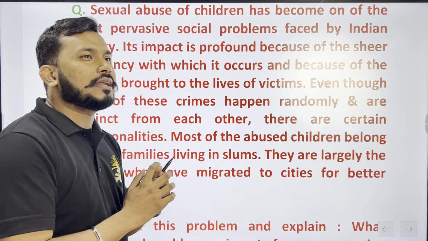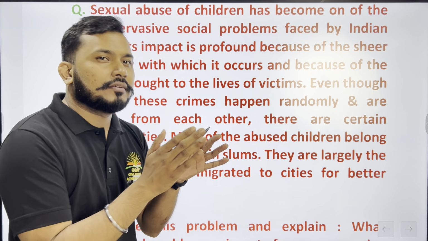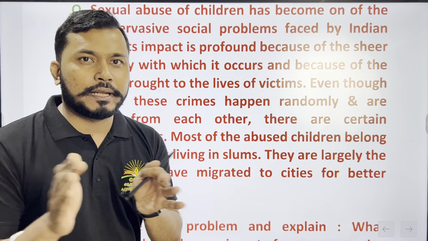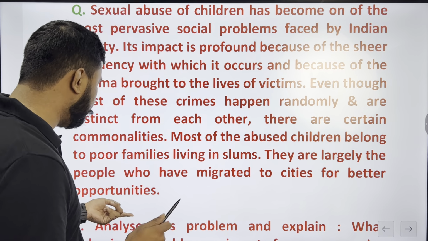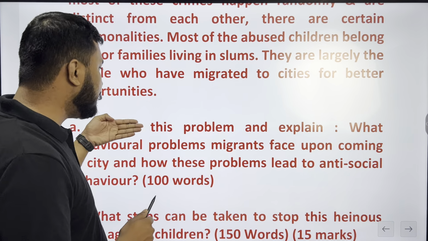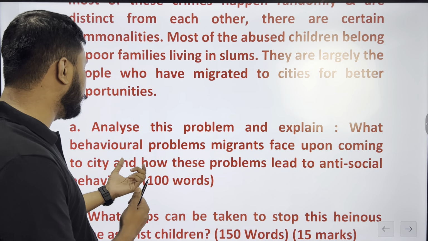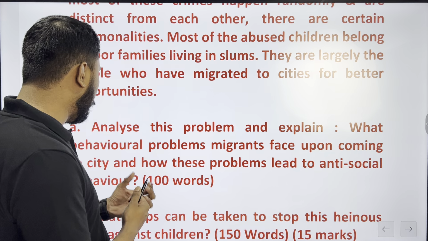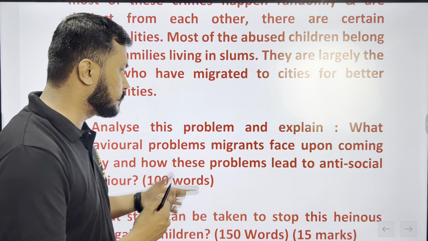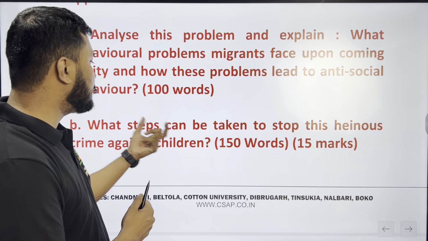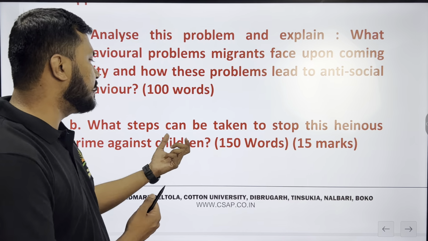Mainly, this is the crime that has been happening with the migrants, who have shifted from one place to another in search of work. The question: analyze this problem and explain what behavioral problems migrants face upon coming to the city and how these problems lead to antisocial behavior. Second question: what steps can be taken to stop this heinous crime against children?